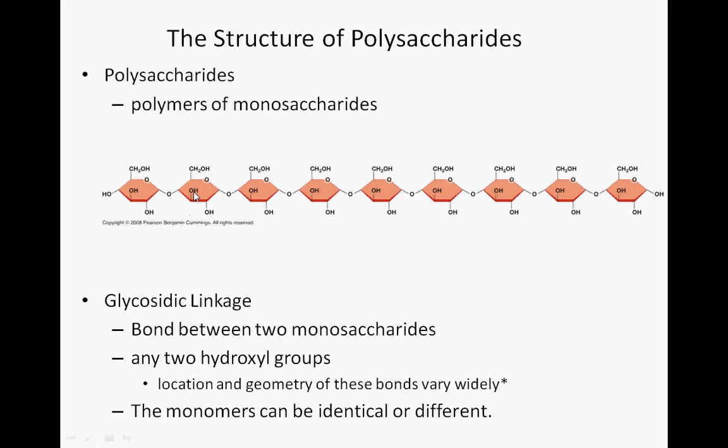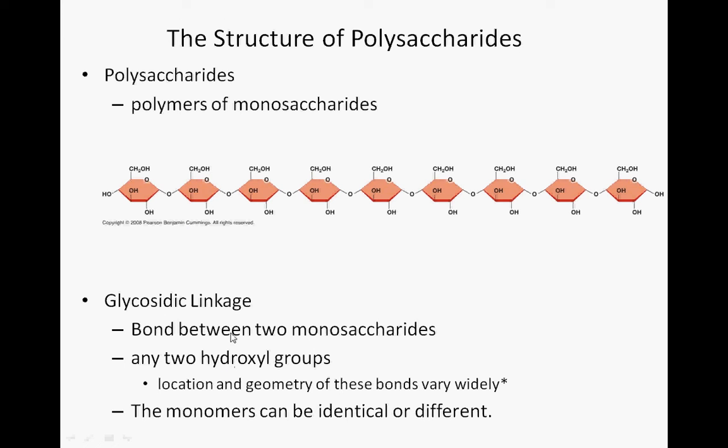The bond between these individual subunits, last time we were talking about proteins, that was called a peptide bond. Here we call it a glycosidic linkage, but very analogous, works very much the same way. It's a bond between two monosaccharides, and it can happen between any two given hydroxyl groups. Sorry about that.